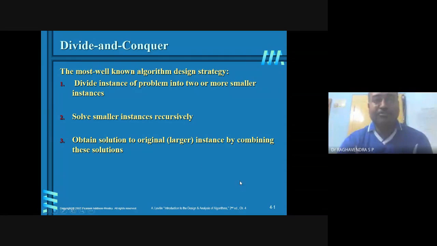The most well-known algorithm design strategy is to divide an instance of a problem into two or more smaller instances, and solve the smaller instances recursively. Then obtain the solution to the original instance by combining. Once you identify the solutions for the sub-problems, you integrate them, that is, you combine them.